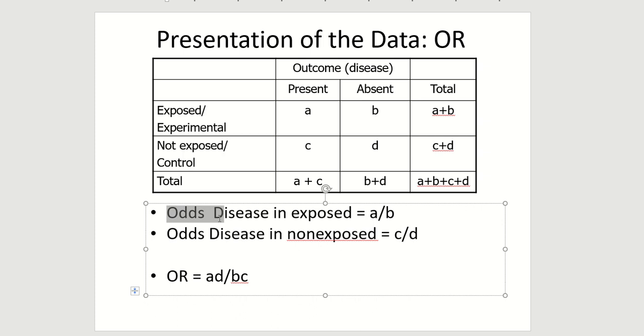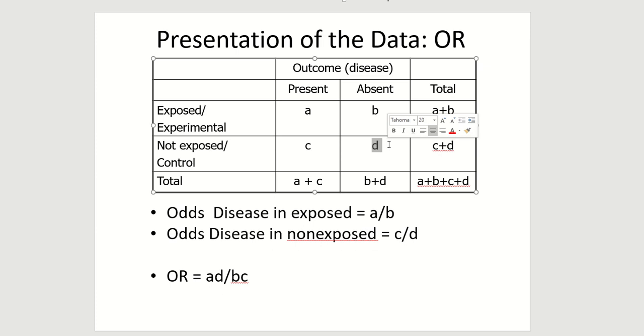That is, odds in the exposed over odds in the not exposed. And by doing so, you notice that it becomes easier to look at. It becomes AD over BC, meaning A times D divided by B times C. All the opposites to one another, you multiply them and you put one on top of the other.